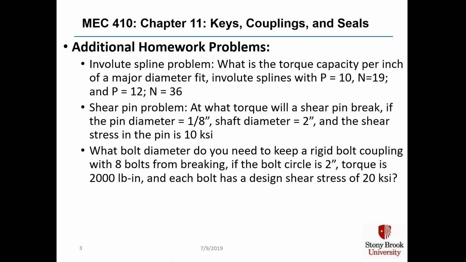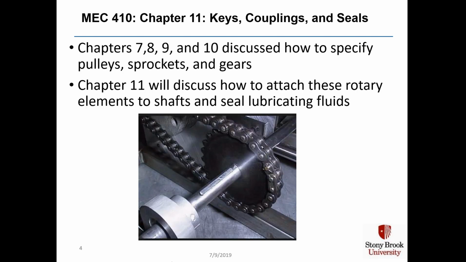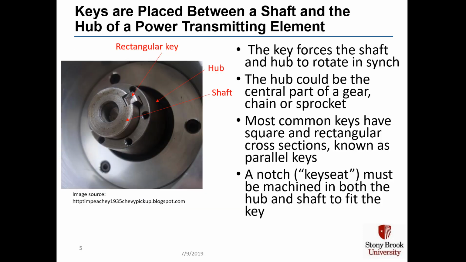We've also got some additional homework problems for you to solve, mostly because the textbook didn't have homework problems on these subjects, and it's always good to have a little practice. In Chapters 7, 8, 9, and 10, we discussed how to specify pulleys, sprockets, and gears. And in Chapter 11, we're going to discuss how keys and couplings attach these rotary elements to shafts and how seals seal the lubricating fluids in transmissions.